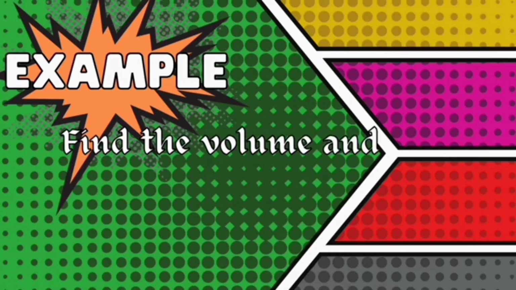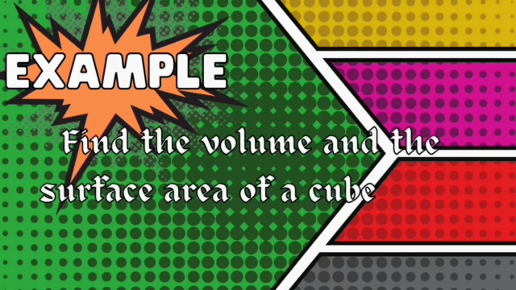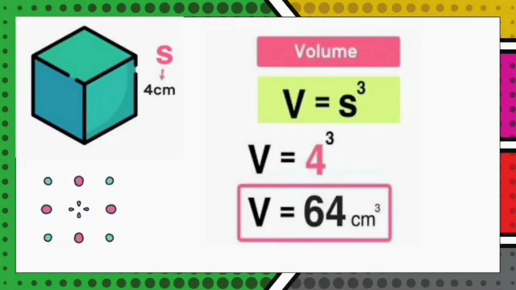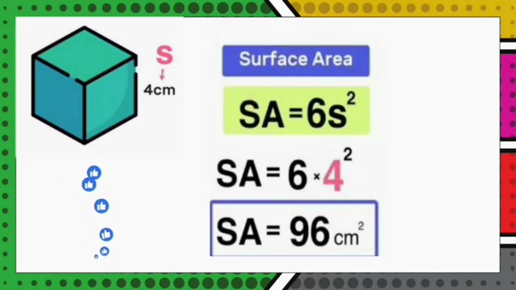In our next example, let's find the volume and the total surface area of a cube with side length 4 centimeters. The volume of the cube is the side length s raised to power 3. This is equal to 4 centimeters raised to power 3. The volume of the cube is 64 centimeters cube. The total surface area of the cube is 6 times the side length s raised to power 2. This gives 6 times 4 centimeters squared, which is equal to 96 centimeters squared.